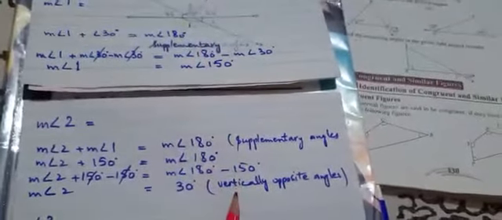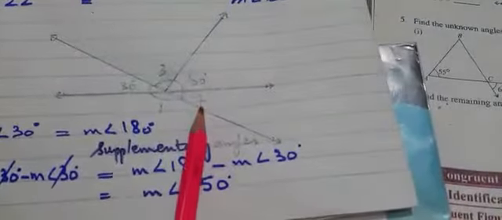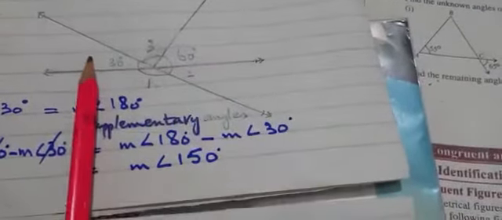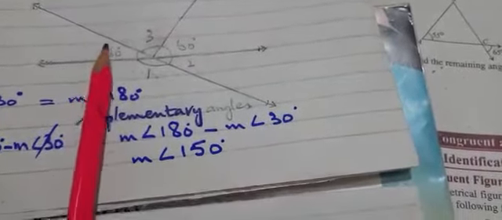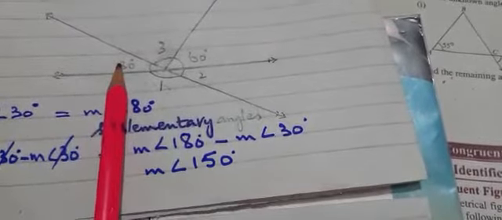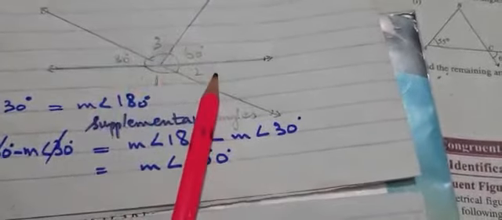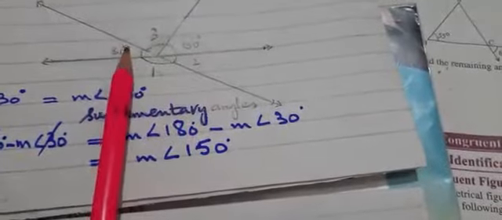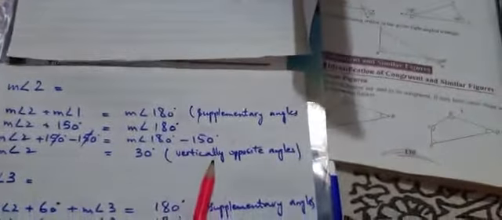And they are vertically opposite angles. If you focus again, you can see that this angle 2 is vertically opposite to this angle, which is 30 degrees. So obviously it is 30 degrees. Either you can find the answer for angle 2 this way, that they are vertically opposite, or you can use the supplementary angles method.